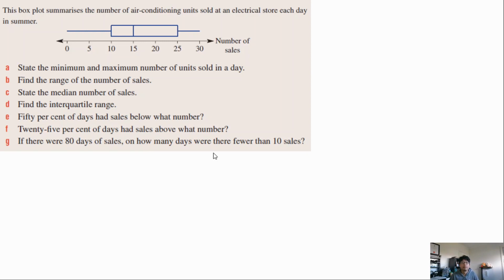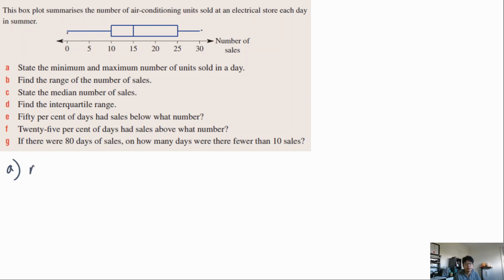Alright, now it's your turn. Pause the video here, have a couple of minutes to go through these questions by yourself, and just unpause when you want to go through them with me. Starting off with the first question, state the minimum and maximum number of units sold in a day. That's pretty straightforward. Look at either end of the box plot.